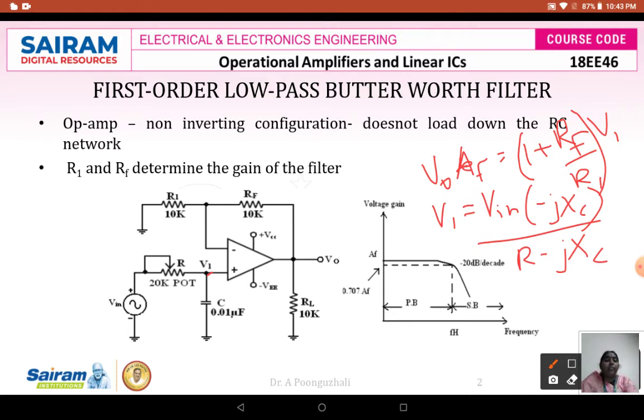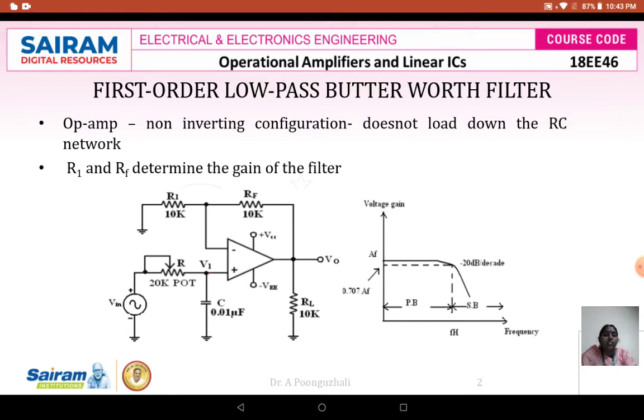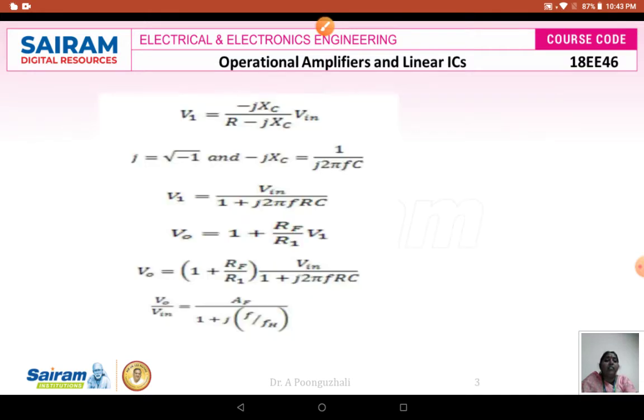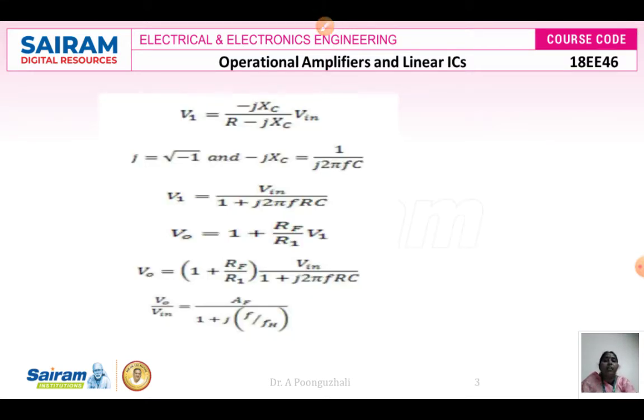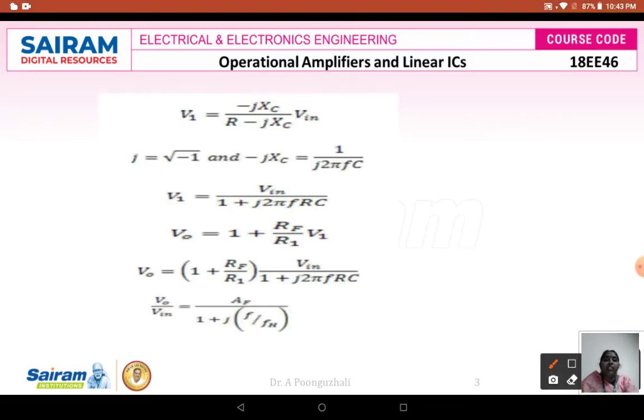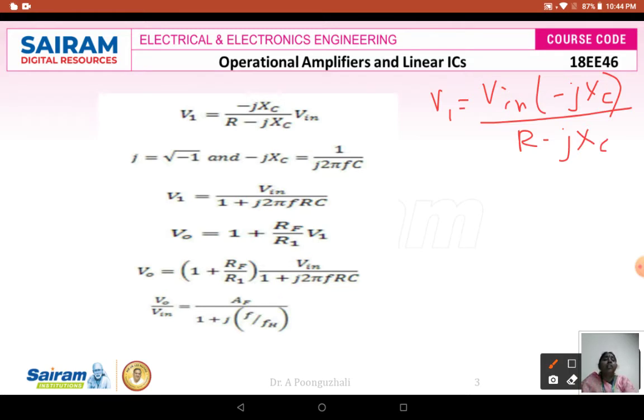Now we have to simplify this expression. To simplify it, we take V1 equivalent to what we have written: the input voltage Vin into minus jXC, that is the reactance of the capacitance, divided by R minus jXC. So we can say that V1 is going to be this voltage.